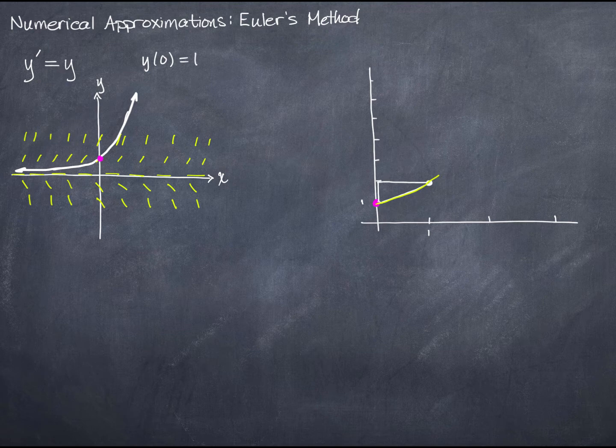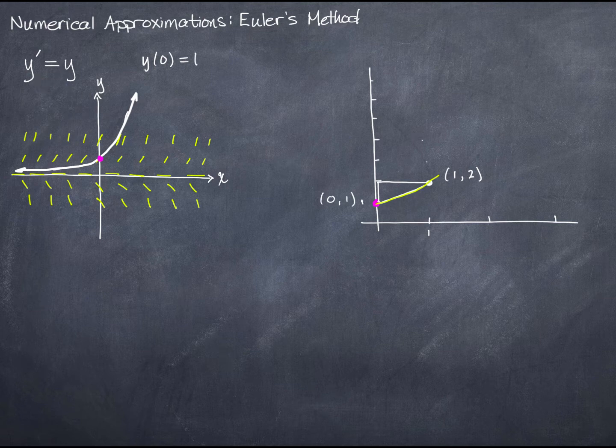So this is the point 0, 1, and that was our initial condition. We were given that. But when we go up 1 and over 1, we end up at the point 1, 2. So now we have a new y value, as well as a new x value. And the new y value is the slope at that point. So now I'm going to draw another rise over run diagram that goes up 2 and over 1.